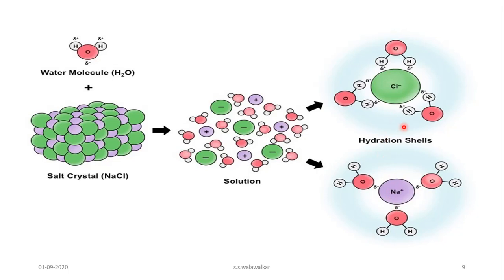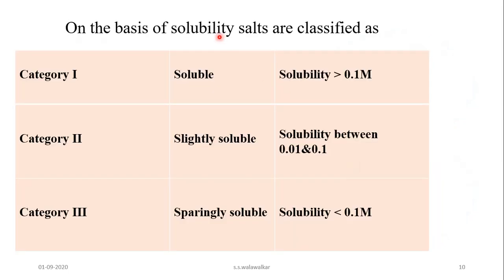And during this process of hydration, an amount of energy is released, and that is called the enthalpy of hydration. Now depending upon the solubility, salts are classified into three main categories: soluble, slightly soluble and sparingly soluble.